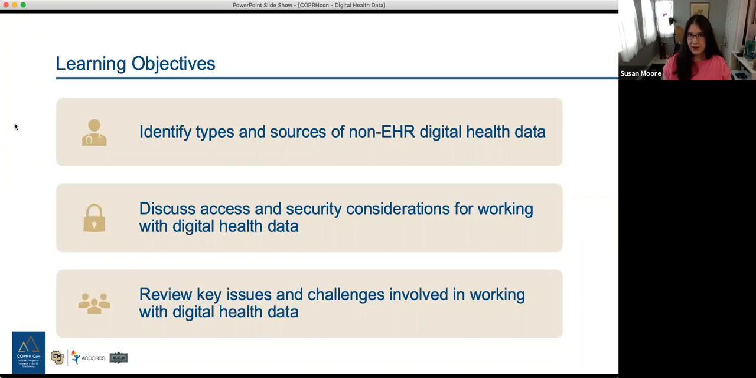So the three objectives that we have for this session today are at a high level. We're going to identify some types and sources of non-EHR digital health data. As everyone knows, there's so much information in the electronic health record, but there's a lot of information from sources other than that as well that you can engage in your research, and that's what we're going to be talking about. Some of those alternatives or some of those sources that augment that kind of information to complement it and give you a complete picture.